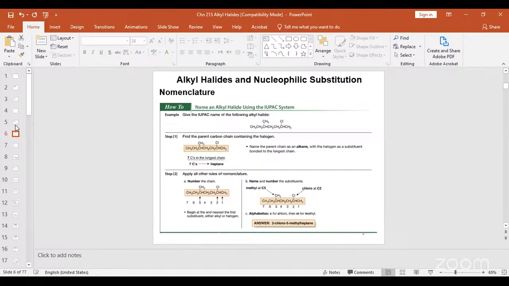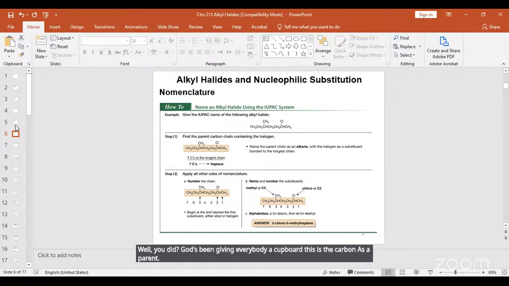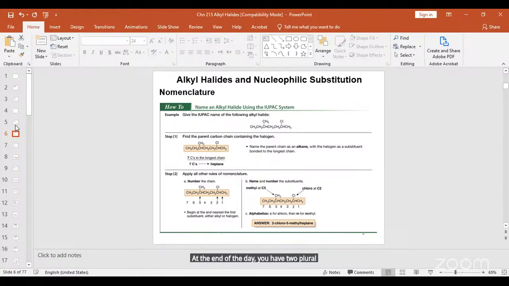Well, today we have to give the name of the compound. We number the carbon chain as appropriate. At the end of the day, we have 2-chloro-5-methylheptane. If you don't get that, then that means your numbering of the longest carbon chain is probably wrong. If not, that should be your answer.